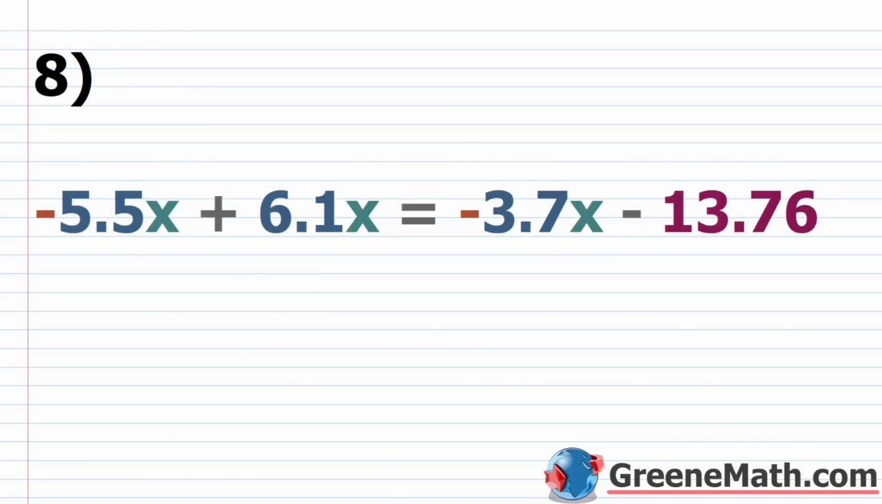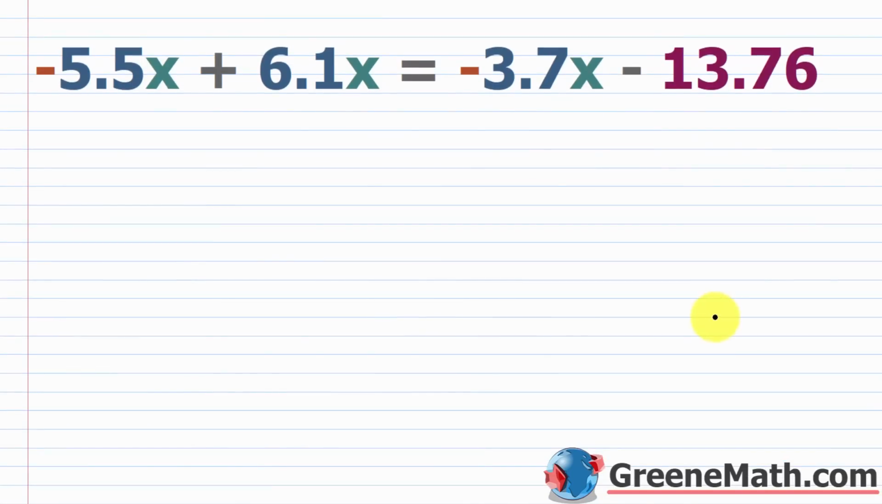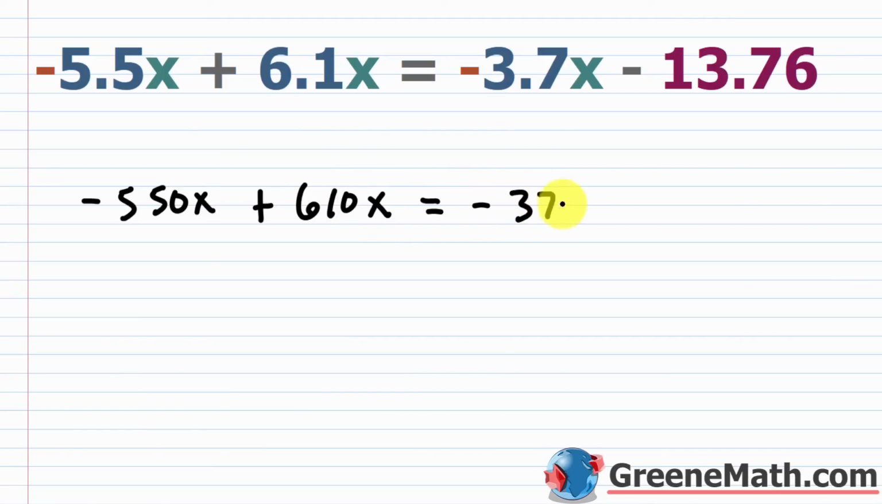So we have negative 5.5x plus 6.1x equals negative 3.7x minus 13.76. So you'll see that you have 1 decimal place, 1, 1, and 2. So again, I'm just multiplying everything by 100. So this is negative 550x plus 610x is equal to negative 370x minus 1,376. So in this case, I can combine like terms on the left.